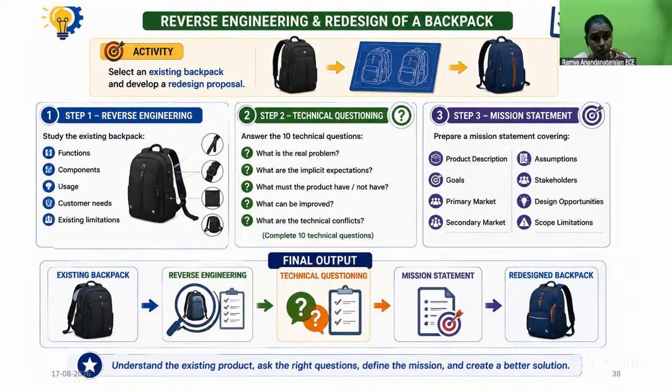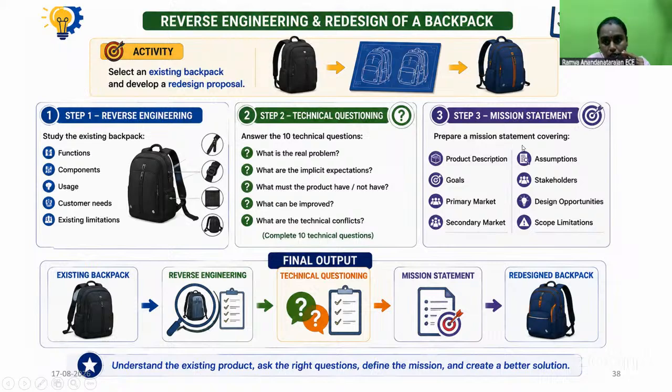So, what is the real problem with this bag? Maybe this may not have a rain cover. Nowhere it is mentioned that it has a rain cover. So, the real problem may be absence of rain cover. What are the implicit expectations? Some customers from rainy areas may expect that. Then, what must the product have or not have? It may be heavy, so they want a lightweight bag that can be improved. What can be improved? What are the technical conflicts? So, like this, you can have 10 technical questions. Once you do the technical questioning, you form the mission statement.